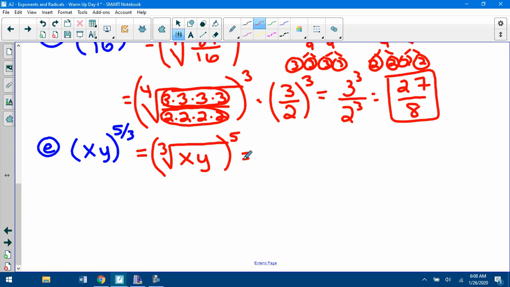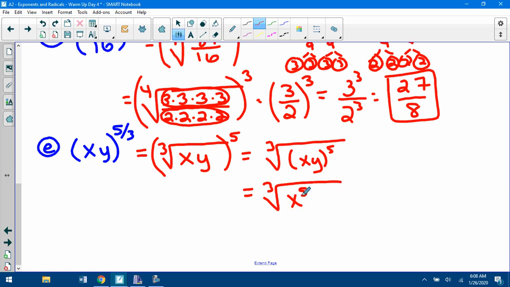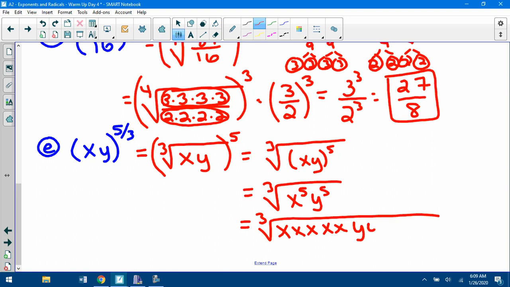Now remember, this is also the same as saying the cube root of xy to the 5th with that 5 in the radical. And in this case, that might be a little bit easier to deal with because then this just means the cube root of x to the 5th, y to the 5th, which is like something we did yesterday. So that's why it's good to know both ways to write it. When it's a number, it's easier just to deal with that extra power at the end. But when it's variables, you might want to deal with them earlier. Because this is the cube root of 5 x's and 5 y's.